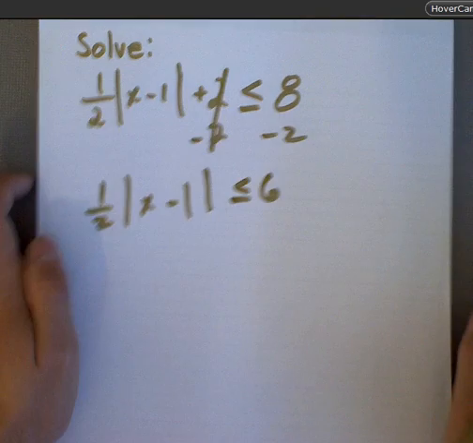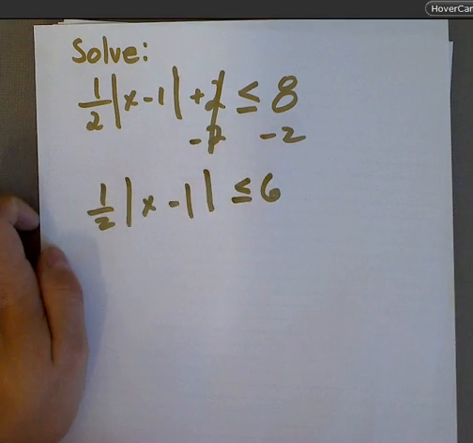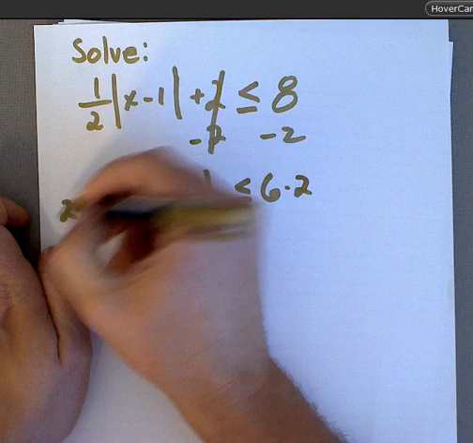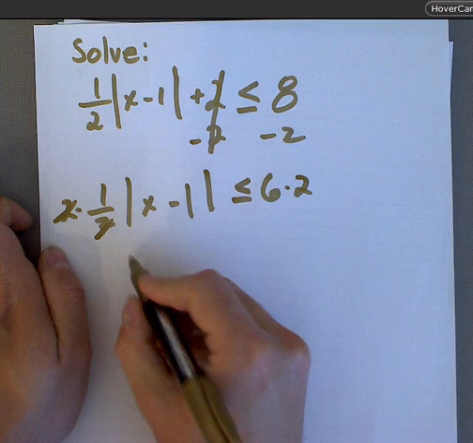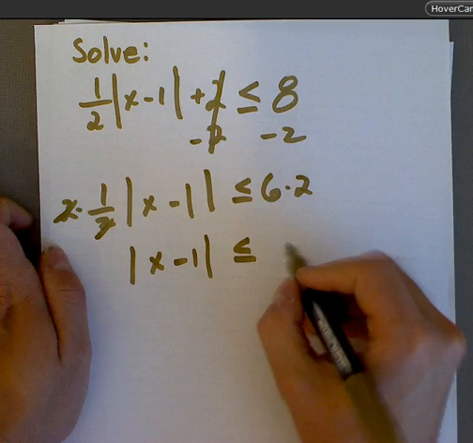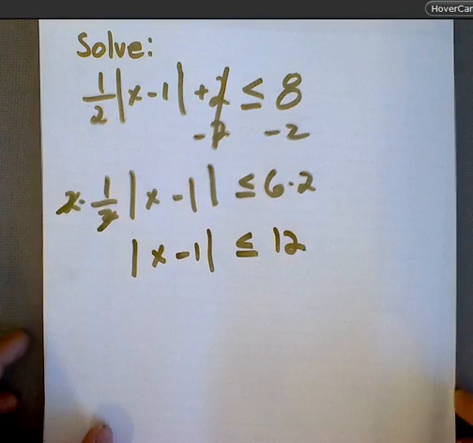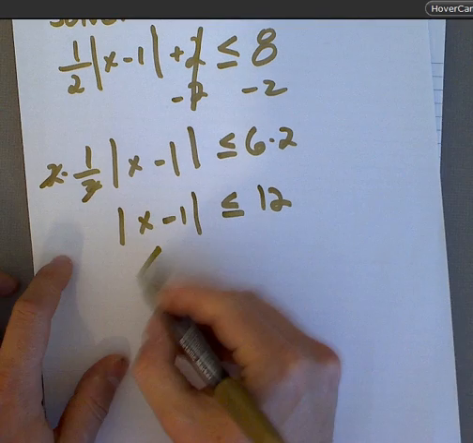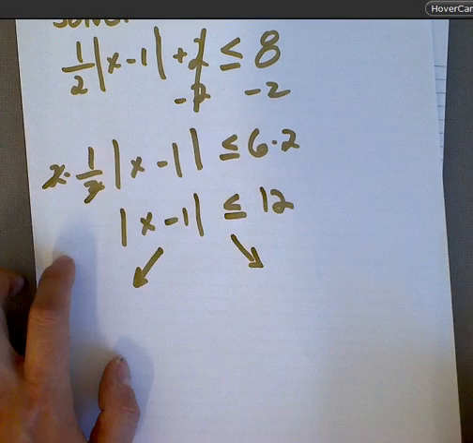So now, how do we get rid of this denominator? We got to multiply both sides by 2, cancel out the 2. So now we have |x - 1| less than or equal to 12. So at this point we've isolated the absolute value, so we can split this inequality up into two parts.